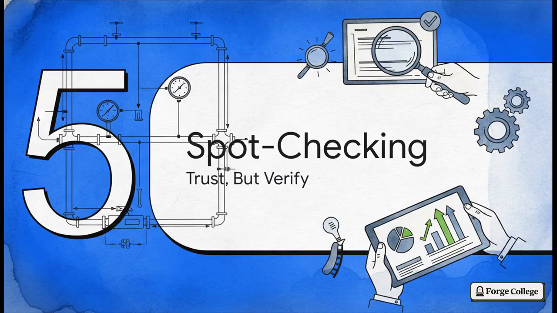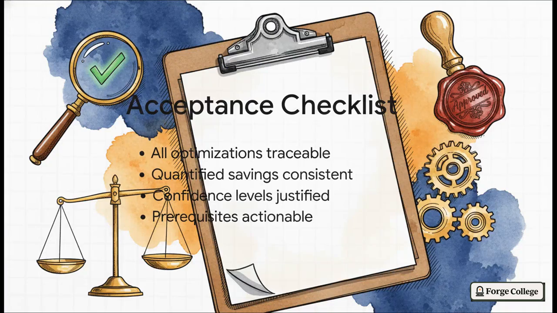Moving into Section 5, spot checking your recommendations. The old saying goes, trust but verify. We aren't quite done yet. Before we stamp this blueprint as finalized, we have to spot check our work. Treat this as your final, rigorous clipboard checklist. To pass, every single optimization must be traceable. The quantified savings must be mathematically consistent. The confidence levels absolutely must be statistically justified, and finally, the prerequisites must be actionable and specific. If a row fails literally any of these checks, it goes right back to the lab.